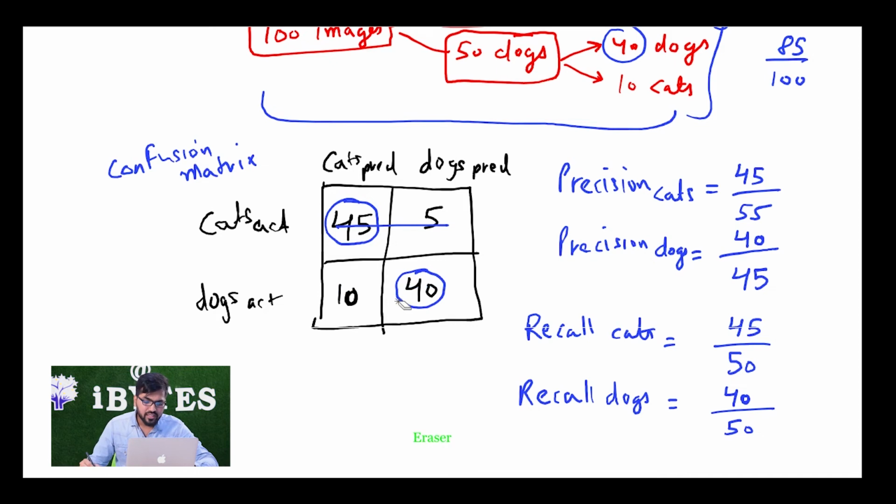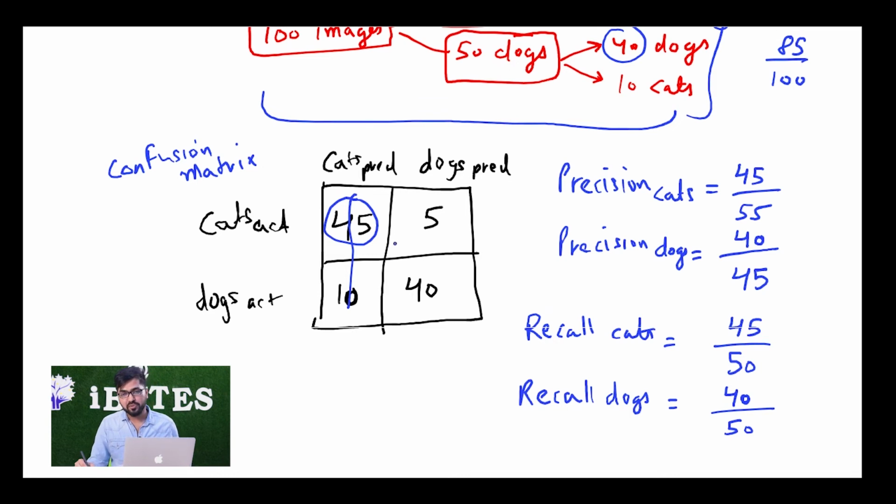So a very simple technique to find precision is to view it vertically, that is 45 upon total, that is 55, so 45 upon 55 is precision for cats, and 40 upon 45 will be precision for dogs. Simply see vertically. And for recall, we have to see horizontally, 45 upon 50 and 40 upon 50. Okay. So these are what we call precision and recall values.